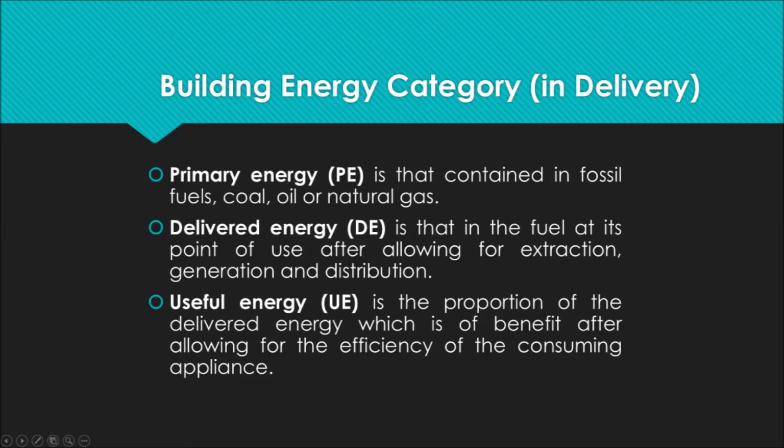And then this energy is delivered, and it is called delivered energy, that in the fuel at its point of use after allowing for extraction, generation, and distribution. This is when the natural resources are being brought to processing plants and power plants to generate power. And then the final category of energy in a building is useful energy. This is the proportion of the delivered energy which is of benefit after allowing for the efficiency of the consuming appliance.